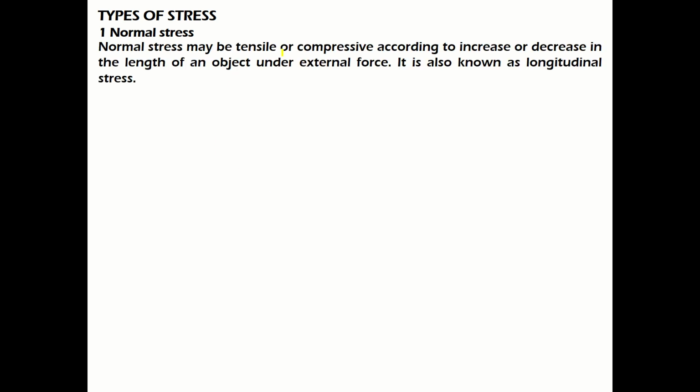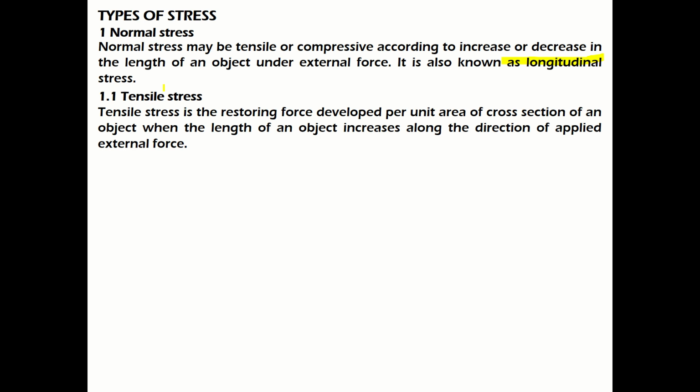Normal stress may be tensile or compressive according to increase or decrease in the length of an object under external force. It is also known as longitudinal stress. There are two types: the first one is tensile and the other one is compressive. So tensile stress is the restoring force developed per unit area of cross section of an object when the length of an object increases. If the length increases, we can say that the normal force which is acting on the object, that is tensile stress, is along the direction of applied external force.